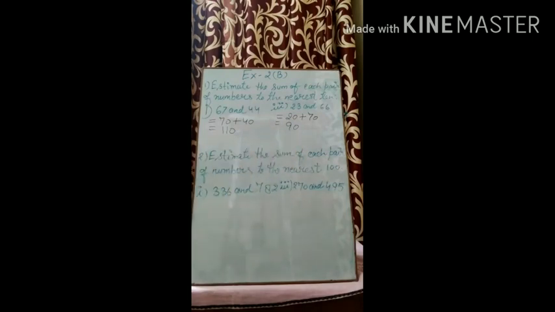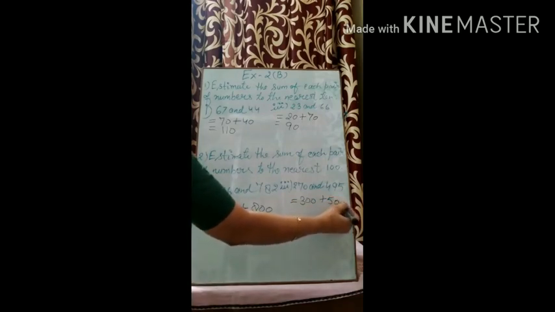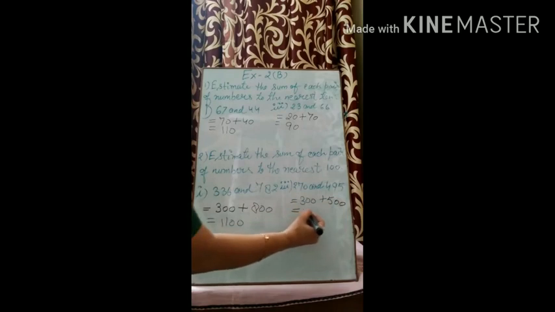One more question. Estimate the sum of each pair of numbers to the nearest 100. So, 336 is rounded down to 300 plus 782 is rounded up to 800. 1100 is your answer. Here 270 is rounded up to 300. 495 is rounded up to 500. 800 is your answer.